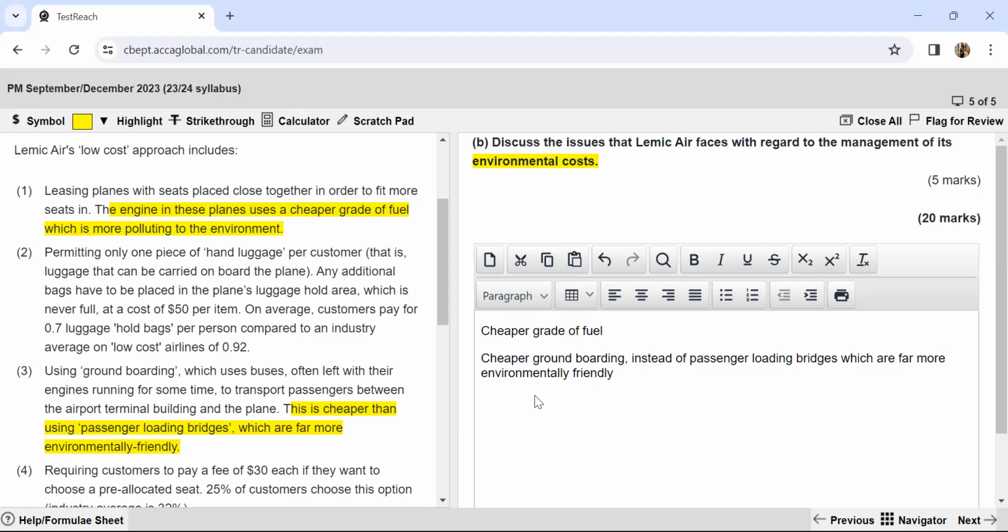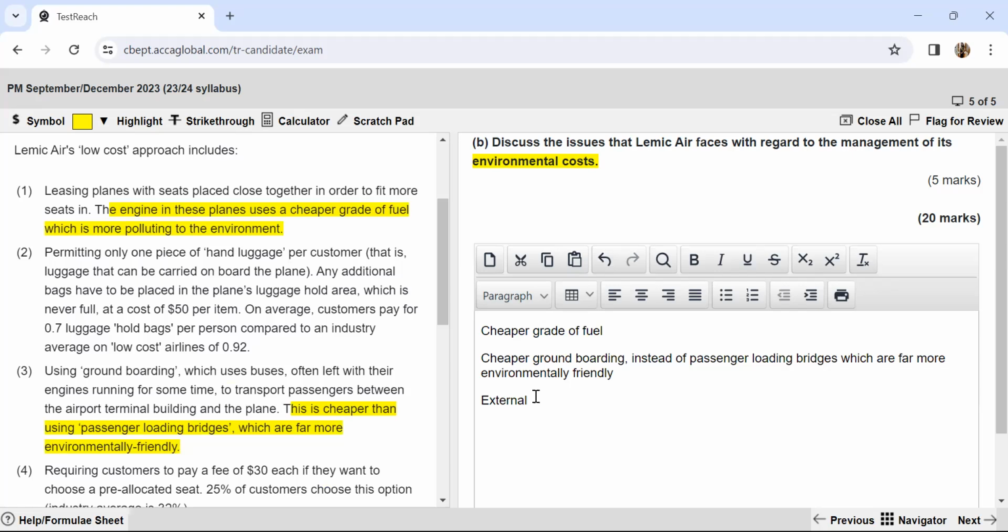Then we will also talk about how, if we have to classify these costs, they will be classified as external environmental costs. Why? Because it is not Lemic Air which is having to deal with the consequences. It is the people in general who are bearing the cost of these actions.